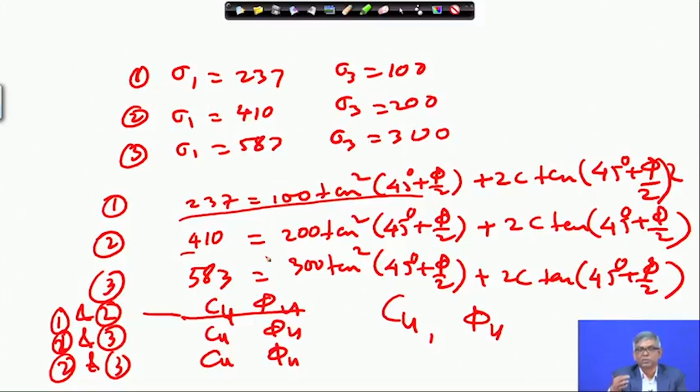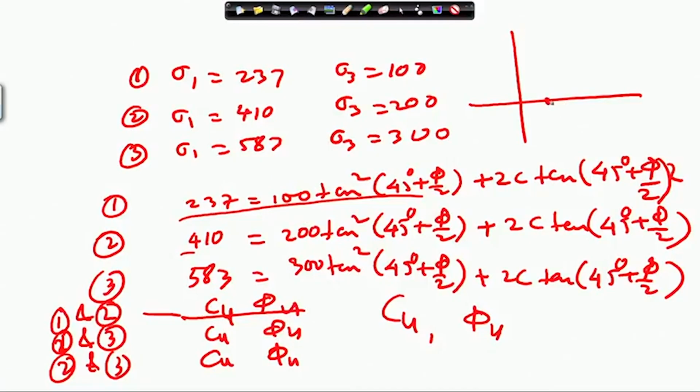Because of that you can take the combinations 1 2, 2 3, 3 1 like that, and 3 or 4 sets of simultaneous equations can be formed, and by solving them we can get Cu and phi u from each. Finally we get 3 sets of Cu and phi u, or 4 sets, and then we can take the average of them to get the final value of C and phi. So, this is the way one can avoid the use of a graph sheet.